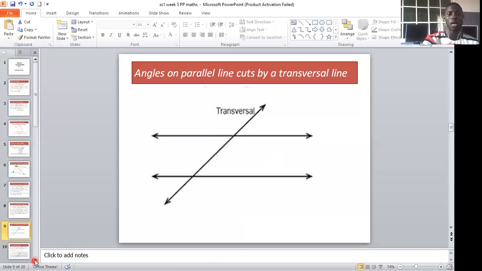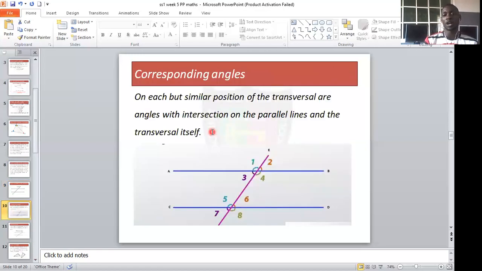Let us look at these angles formed at this point of intersection. We have two types of angle: we consider the corresponding angles and the alternate angles. We also have vertically opposite angles, but in this topic we will be restricted to corresponding angles and alternate angles. Let us look at the corresponding angles. On each, but similar position of the transversal, you all know what the transversal line is: the line that cuts two or more parallel lines is called the transversal line. Look at this now.